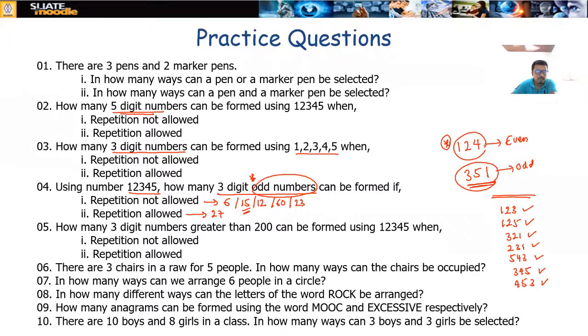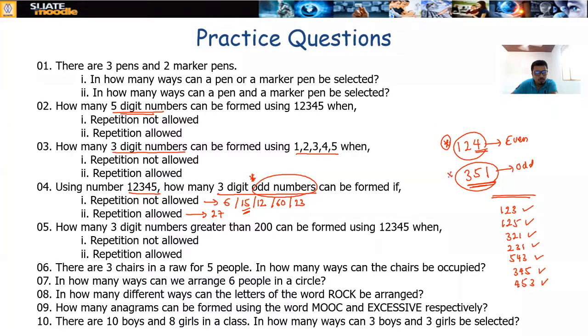You have to make an odd number, make an even number. By looking at which digit? By looking at this figure, we should be able to say, see, 4 is an even number, therefore this 3-digit number should not be an odd number.